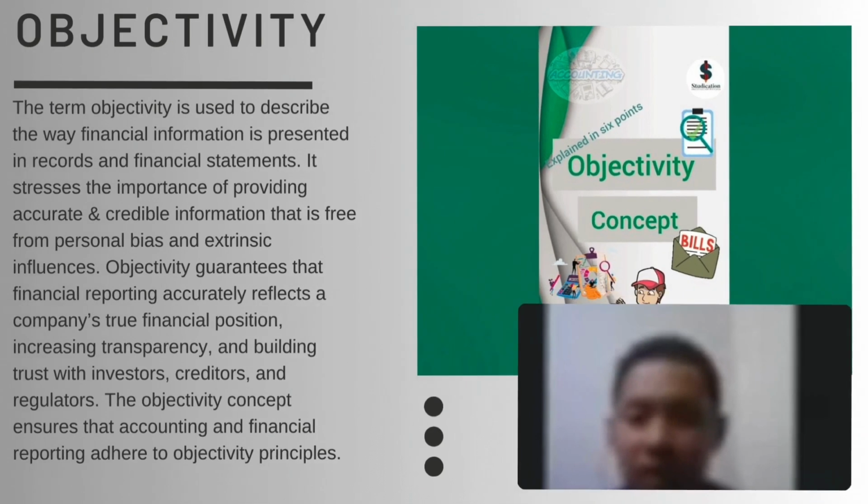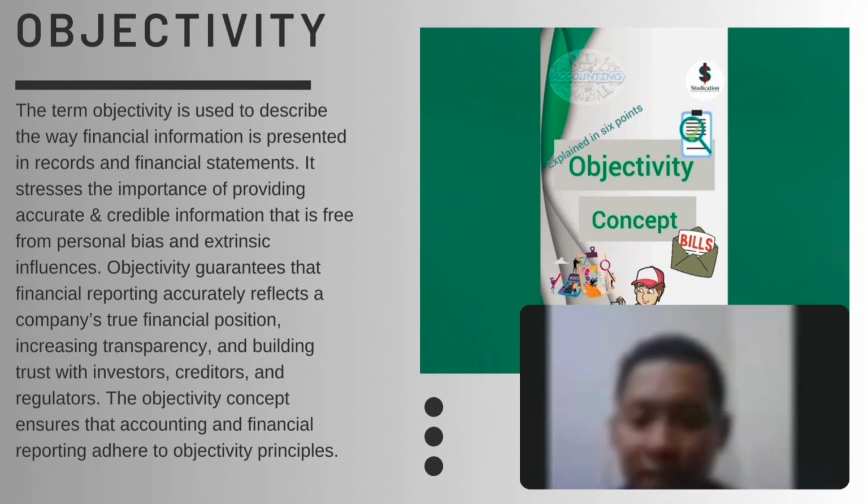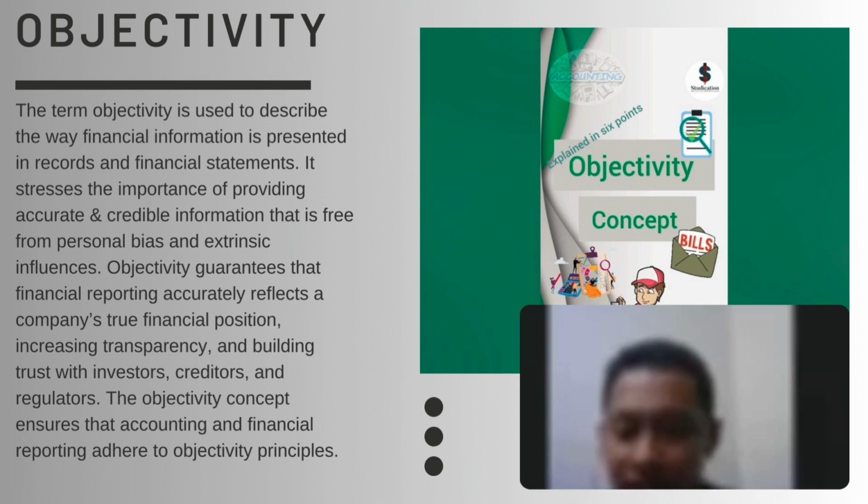So the term objectivity is used to describe the way financial information is presented in the records and financial statements. It stresses the importance of providing accurate and credible information that is free from bias and extrinsic influences. Objectivity guarantees that the financial reporting accurately reflects a company's true financial position, increasing transparency and building trust with investors, creditors, and regulators.